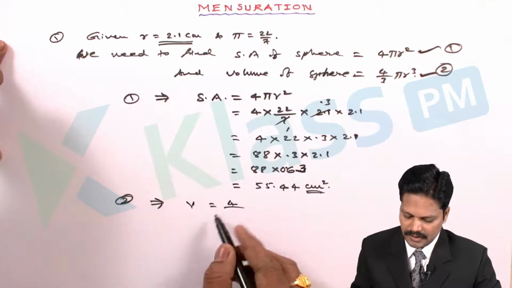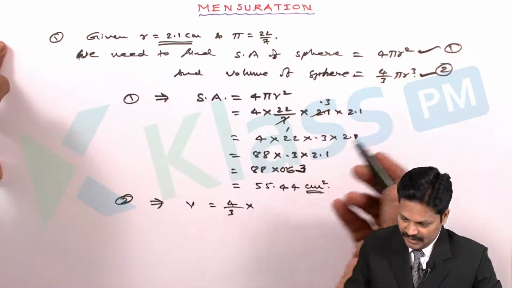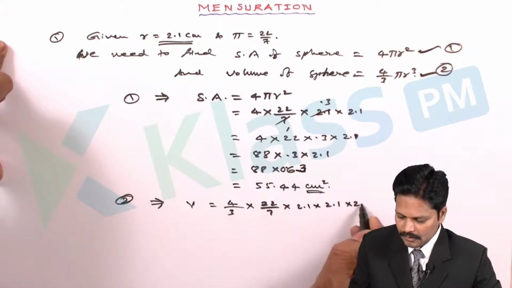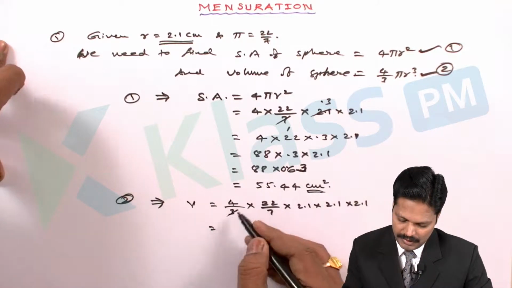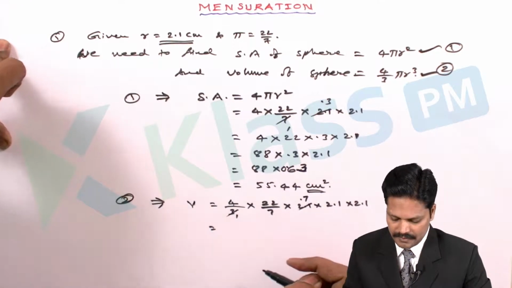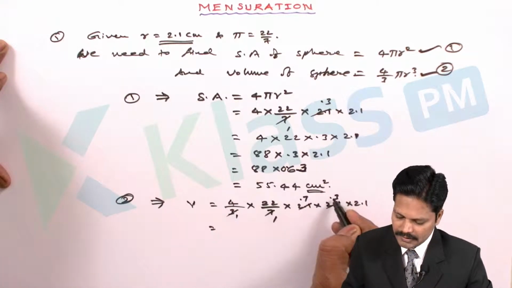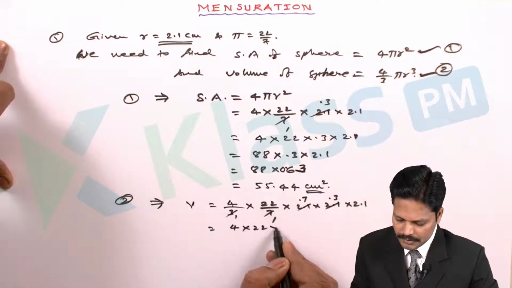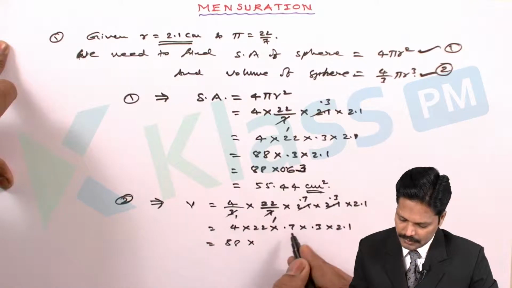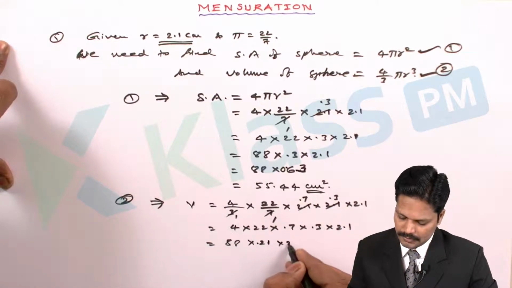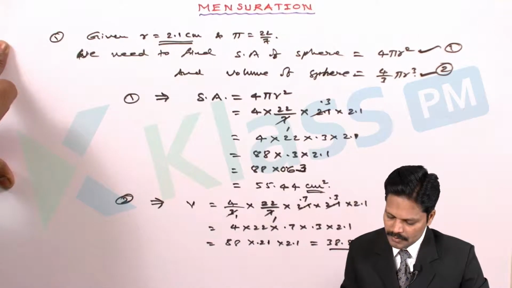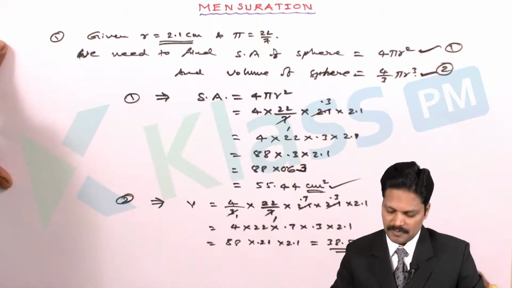Volume: V is equal to 4/3 pi r cube. Instead of pi we take 22/7, and r cube means 2.1 into 2.1 into 2.1. Here we need to cancel, that is our wish, and 7 ones are 7, 7 threes are 21. So we can take 4 into 22 into 0.7 into 0.3 into 2.1. After multiplying, we get 88 into 7 threes are 21 point into 2.1. After multiplying these values, we will get 38.808 centimeters cubes.